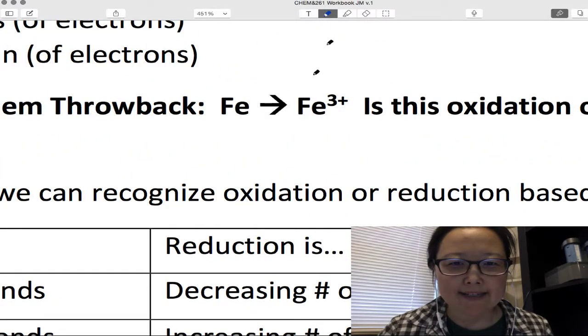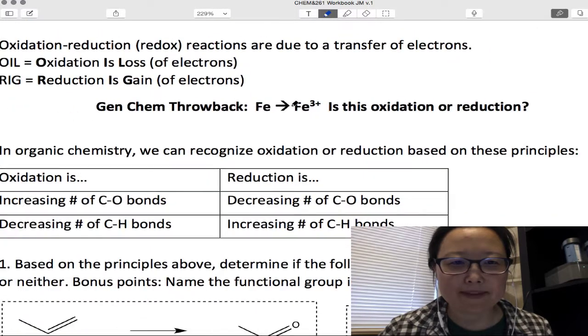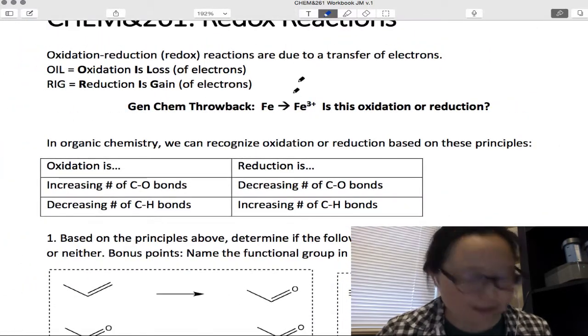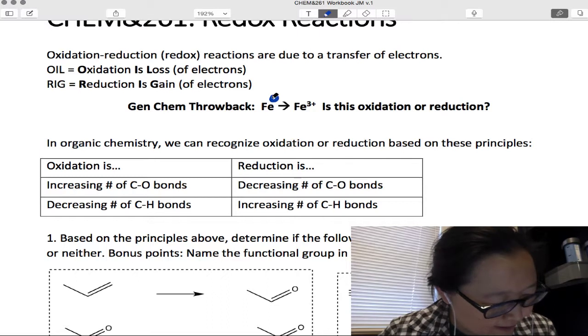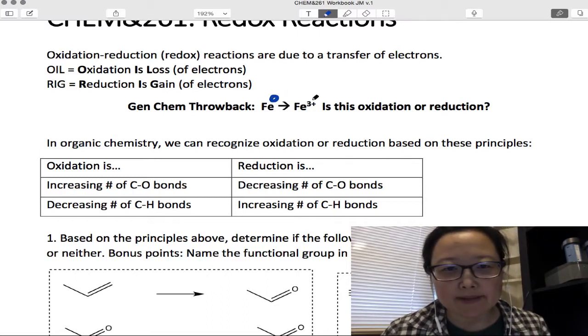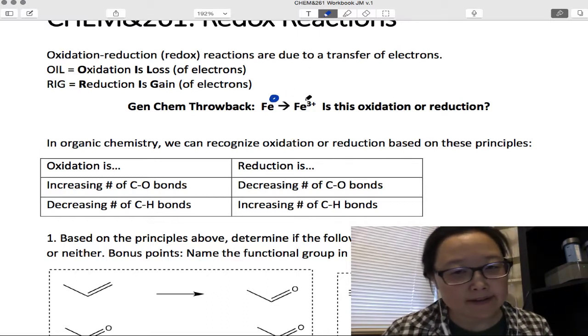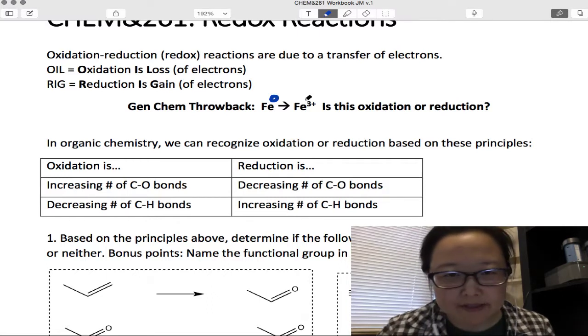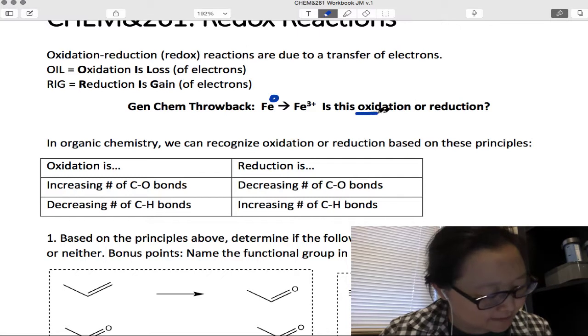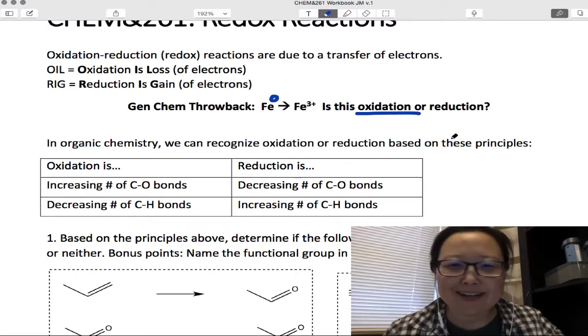Gen Chem throwback: iron metal going into iron 3+ ion, so ferric ions. Is that oxidation or reduction? If we look at the charge here, this is 0 oxidation state, going to +3. Then iron is thought of as losing 3 electrons. So that's a loss of electrons, which means it's oxidation. Now don't freak out, we're actually not doing much of this.